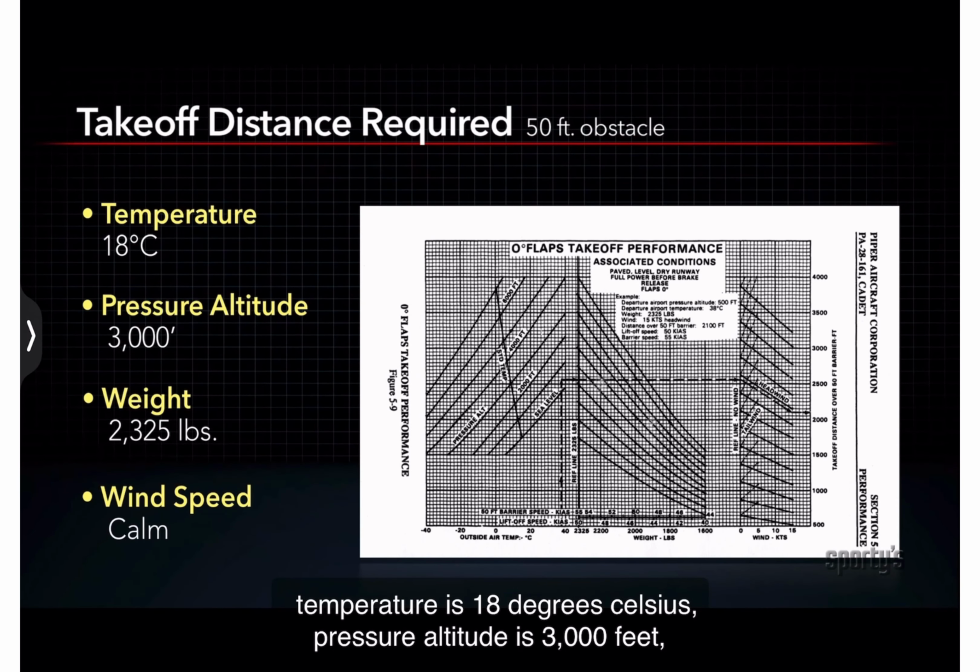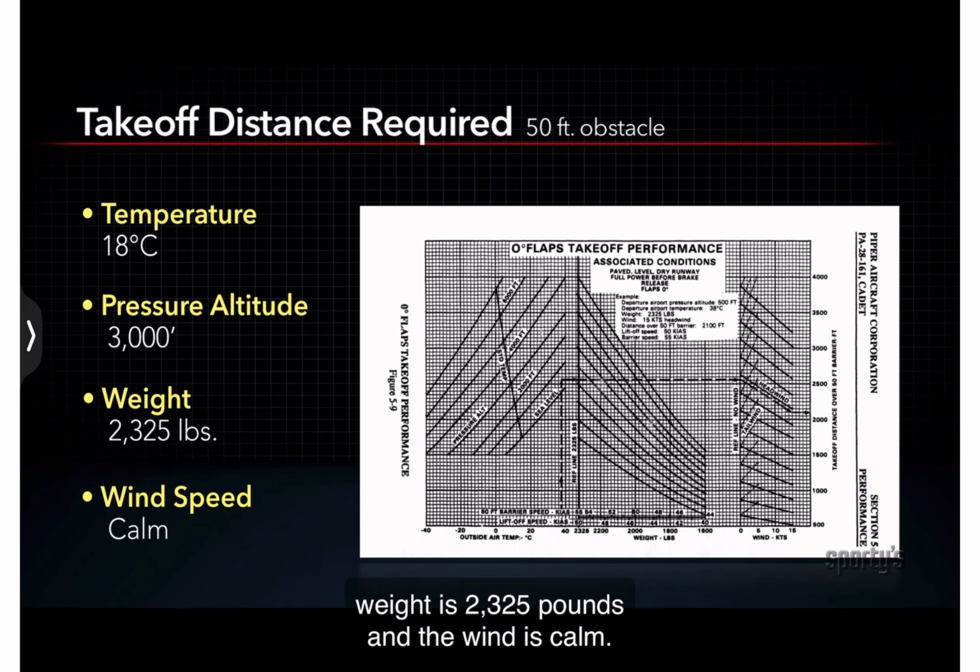Temperature is 18 degrees Celsius. Pressure altitude is 3,000 feet. Weight is 2,325 pounds, and the wind is calm. What is the total distance required from brake release to clear a 50-foot obstacle?